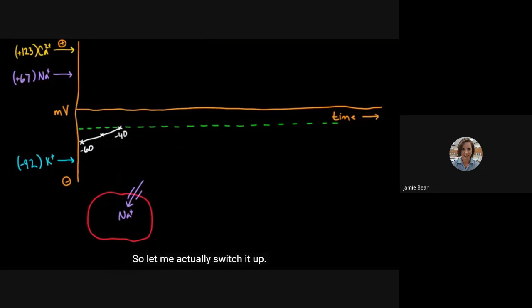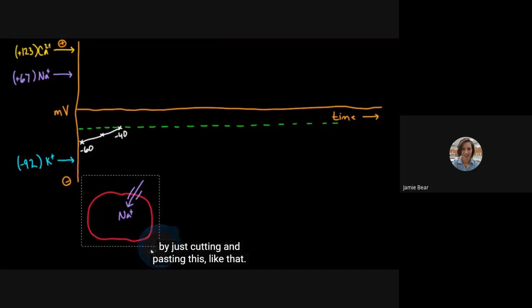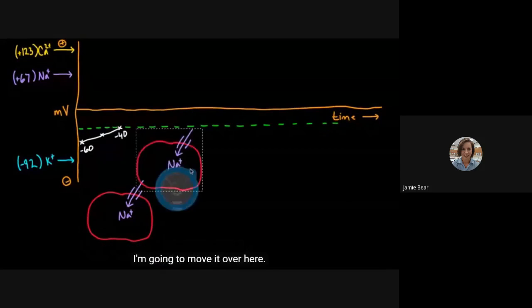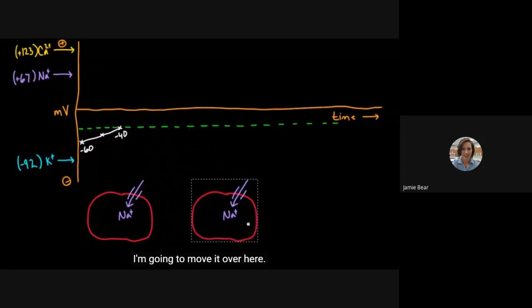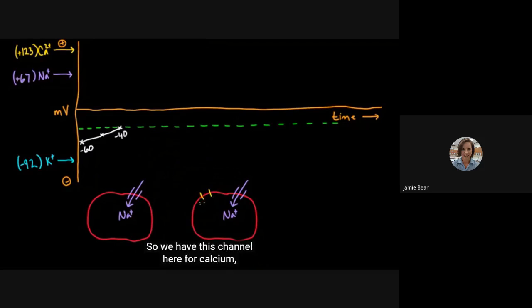So let me actually switch it up. I'm going to save myself some time by just cutting and pasting this, and I'm going to move it over here. So this is my cell, right? And now it got to negative 40, and a new channel emerges. So we have this channel here for calcium. And we have a bunch of them.